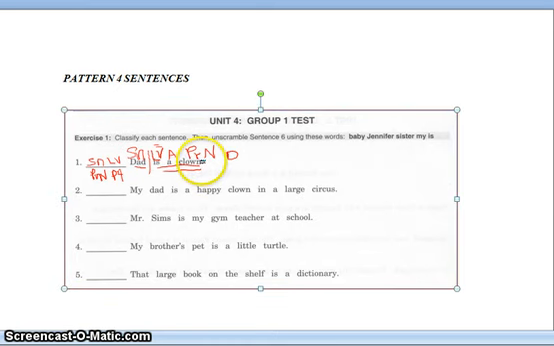Okay, let's do another one. I'm going to skip number 2 because basically it's the same as number 1. It just has a couple more descriptors in it. So let's go down here to number 3. And we have Mr. Sims is my gym teacher at school.